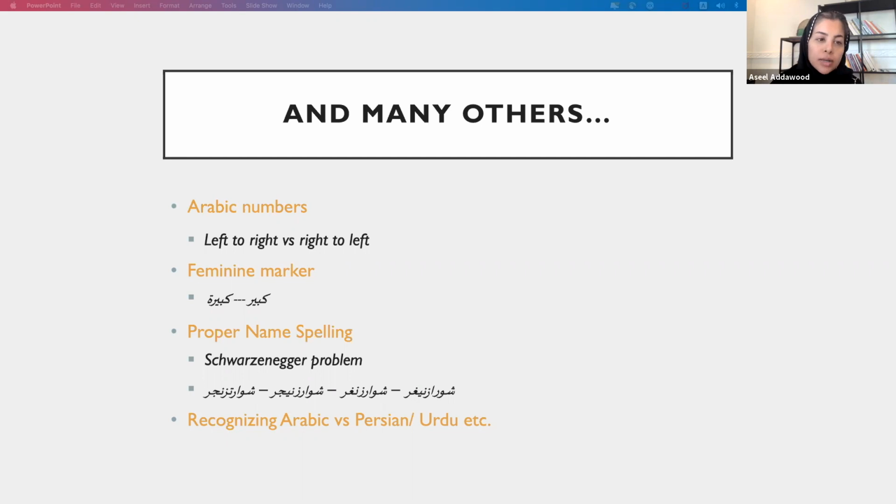Another issue is proper name spelling. For example, Schwarzenegger, that's one word written in English. If I try to write it in Arabic, I'm going to have more than four different versions compared to the one that I've written. I'm going to write it in very different ways. If I give that word to 100 people, I'm going to get 100 different ways of writing just that word.